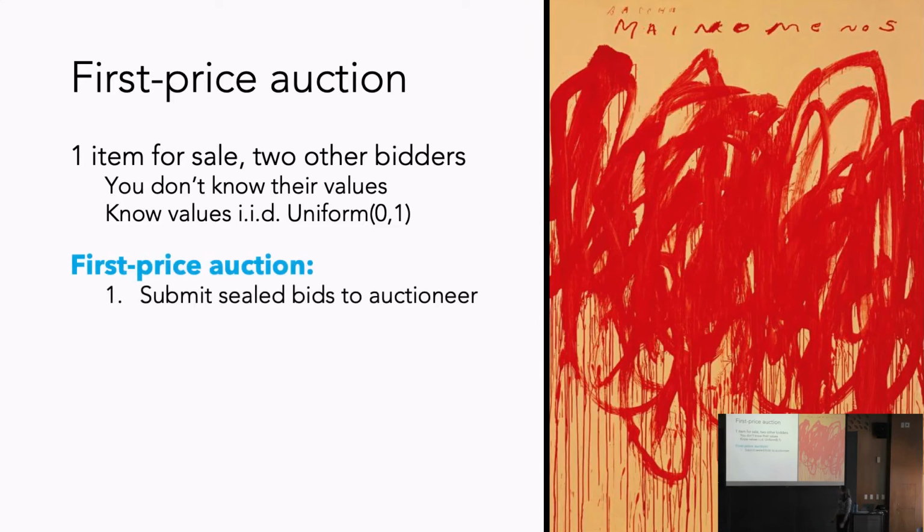Here's what happens in the first price auction. The buyers submit sealed bids to the auctioneer. So this means that the auctioneer gets to see each bidder's bid, but each bidder doesn't get to see the other bidders' bids. So you submit these bids to the auctioneer. The highest bidder wins, and that bidder pays their bid, so they pay the highest bid.